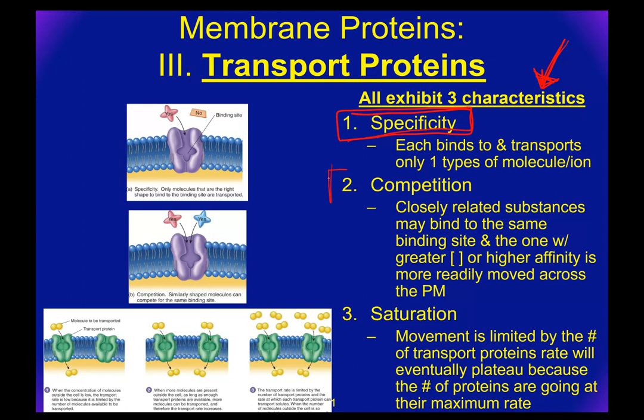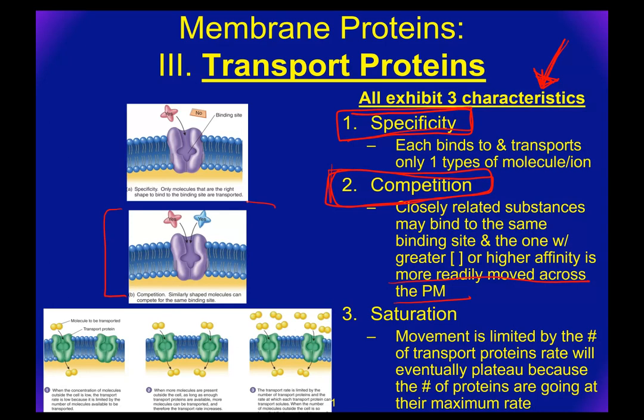Two, competition. So if you do have closely related substances that bind to the same binding site, the one with the higher or greater concentration or higher affinity, do you see that word right there? It basically means lovingness. I have a very high affinity for Jensen Ackles. I like him a lot, okay? Affinity means that you like that thing. So it's either a greater concentration or a higher affinity. That's the one that's more readily moved across the plasma membrane.